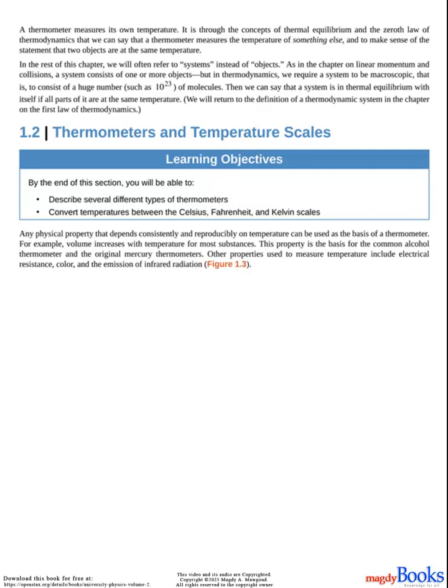It is through the concepts of thermal equilibrium and the zeroth law of thermodynamics that we can say that a thermometer measures the temperature of something else, and to make sense of the statement that two objects are at the same temperature. In the rest of this chapter, we will often refer to systems instead of objects. As in the chapter on linear momentum and collisions, a system consists of one or more objects, but in thermodynamics, we require a system to be macroscopic, that is, to consist of a huge number, such as 10^23, of molecules.